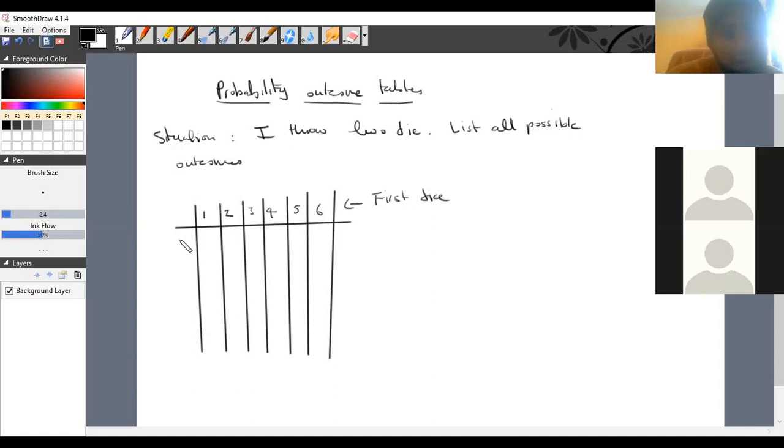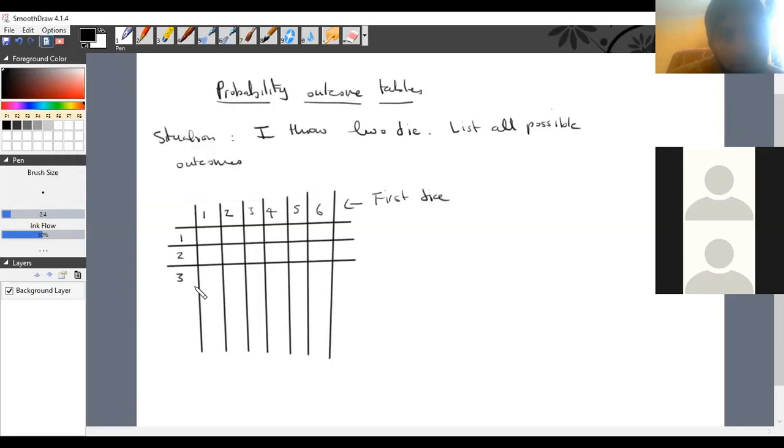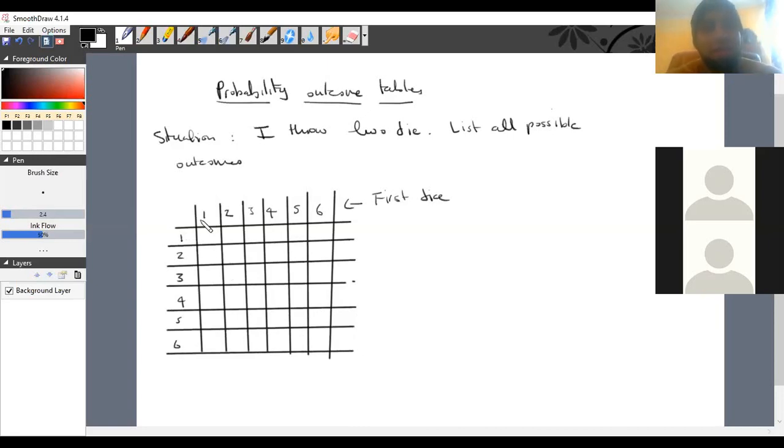On my second dice, I have a similar situation. I can get 1, 2, 3, 4, 5, and 6. Okay. So when I throw the 2 dice at the same time, the first one might land on 1, and the second one might land on 1. So I get 1 and 1. The first one might land on 2, and the second one might land on 1. I get 2 and 1. The first one might land on 3, and the second one might land on 1. I get 3 and 1. And so on and so forth.